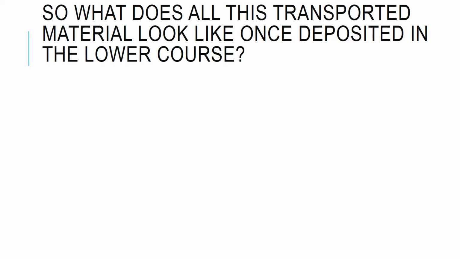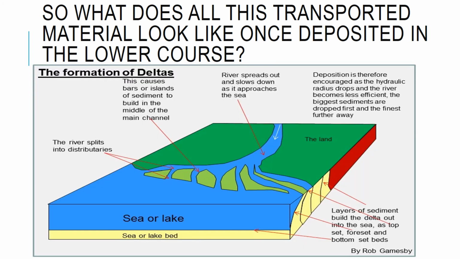So what does all of this transported material look like once it's deposited in the lower course? We know now that we're getting a lot of deposition occurring in the lower course, and we know why. We can begin to explain why this is the case. It's due to the added friction, and it's due to the loss of carrying capacity of the river. So again, at this stage, if you want to pause the video and read all of this material, please feel free. But all I'm going to say is, these are deltas here. Deltas are just areas of land which are created when the river transports material and drops it at the mouth.